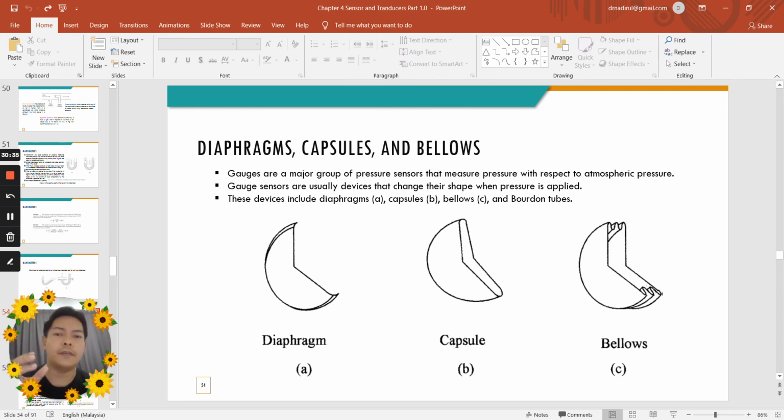Gauge sensors are usually devices that change their shape when pressure is applied. So the gauge sensor is different from a manometer. The gauge itself will change shape because of the pressure applied to it. These gauge sensor devices can include a diaphragm, capsule, or bellows. Here is an example of gauge sensor devices: A represents the diaphragm, B represents the capsule type of gauge sensor, and figure C represents the bellows type of gauge sensor.